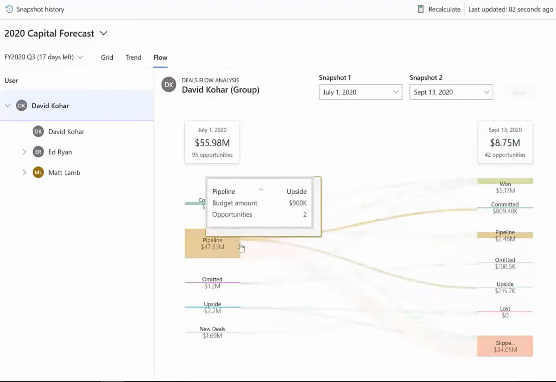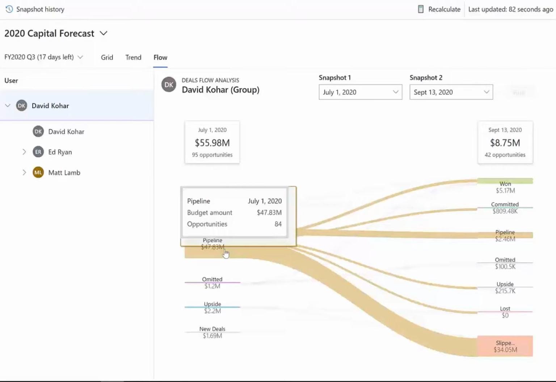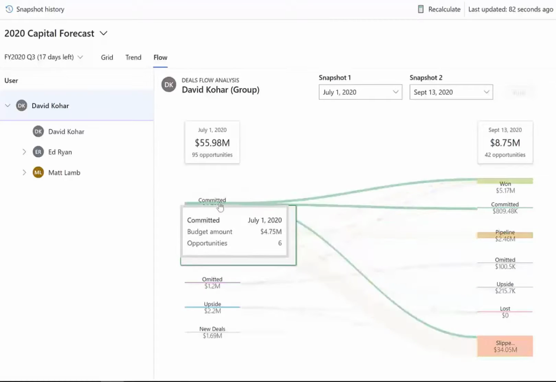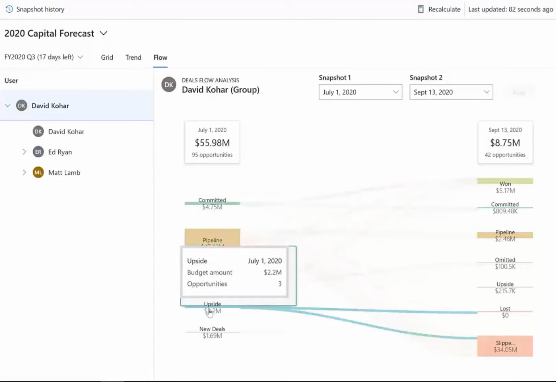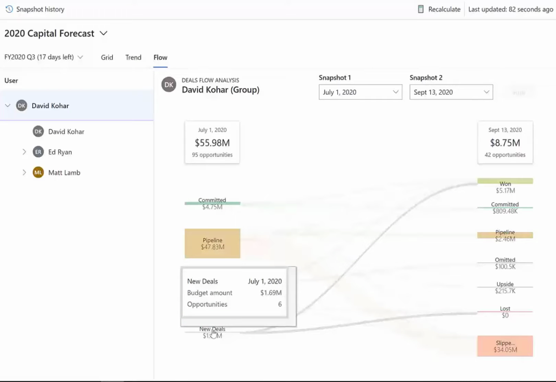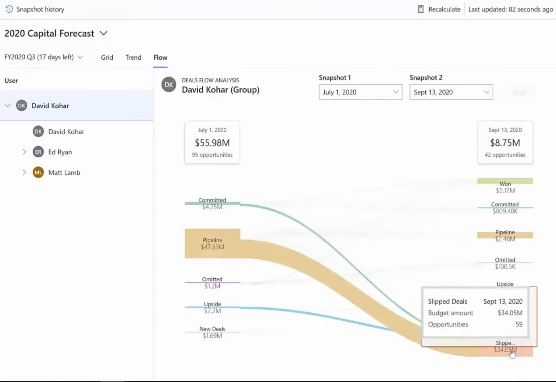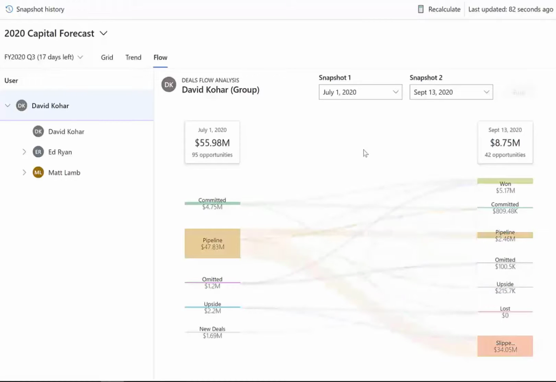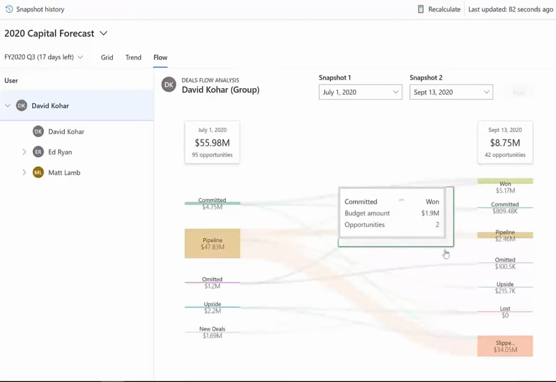You can see, though, how a lot of this pipeline has actually flowed. So deals that we had committed, we mostly are still either committed or won. I can go and look at some of our upside and where that went. Ultimately, I can see some of the new deals that came in, which is great. But a lot of business actually slipped, meaning that while we didn't win or lose it, the reps actually pushed it out to a subsequent quarter. And it gives me an idea around that.